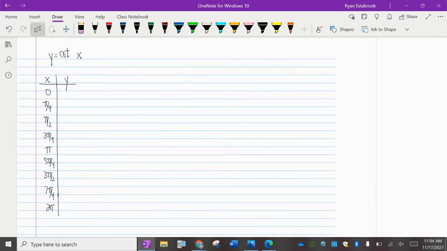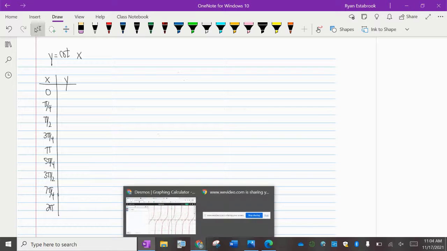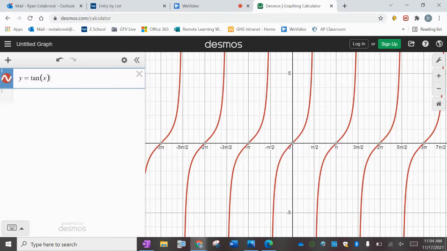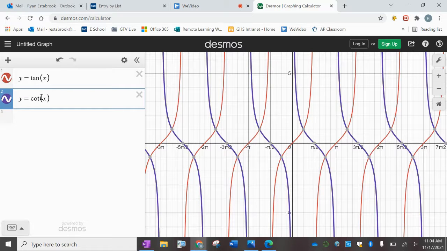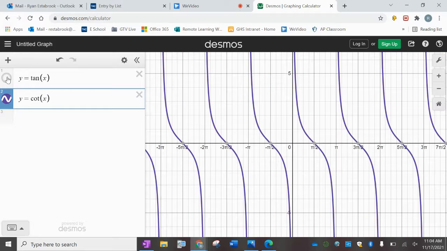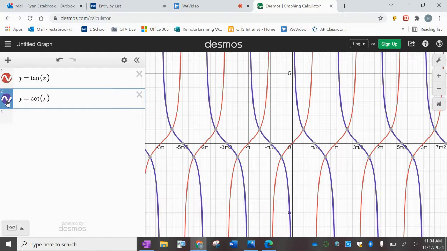Which leads us to cotangent. Let's go back to Desmos again. And I'm going to keep y equals tangent of x on there, but click and now do y equals cotangent of x. It gives kind of a neat pattern. If I get rid of the tangent of x, here's what cotangent looks like.